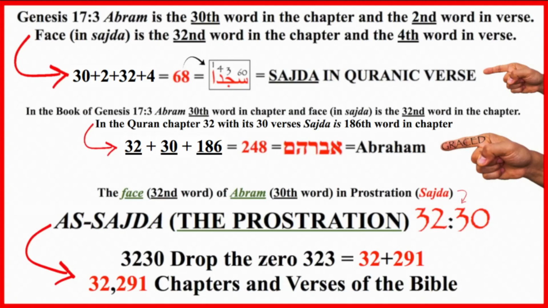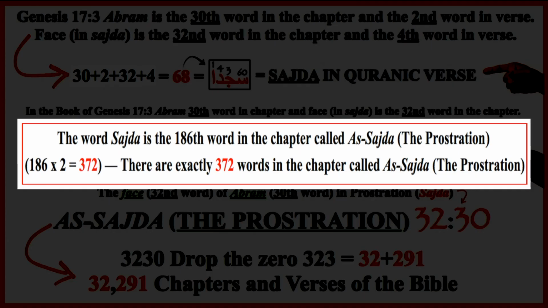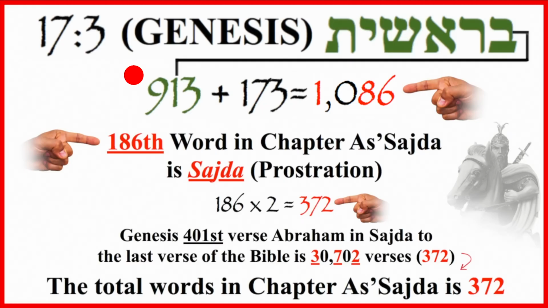The word Sajdah is the 186th word within the signs of this chapter. 186 times 2 equals 372, and there are exactly 372 words in the chapter called Sajdah, the prostration. Why 186 times 2? Take the Hebrew name Bereshit for the book of Genesis, with its value of 913. And if we take chapter 17 verse 3 as 173, 913 plus 173 equals 1086. Drop the 0, 186. Sajdah is the 186th word in the chapter called Sajdah, the prostration.